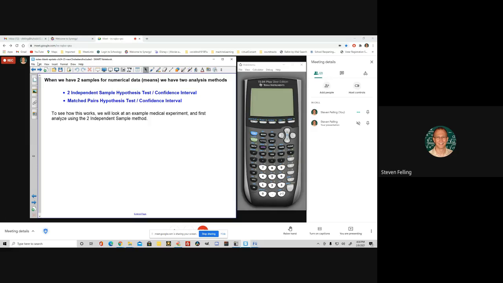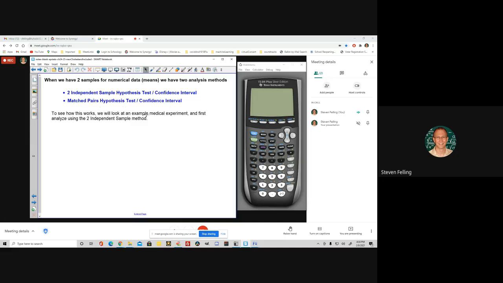So the first thing to know is whenever we have two samples of numerical data where we're computing means, there's actually two different analysis methods. One's called the two independent sample hypothesis test or confidence interval method, and the other one is called matched pairs hypothesis test or confidence intervals.